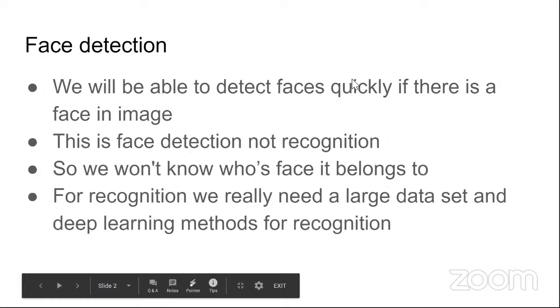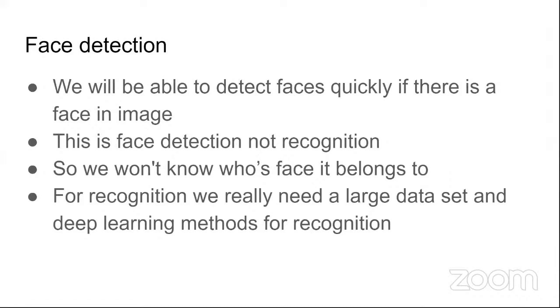So in this method, we will be able to detect faces quickly if there is a person's face in an image. This is face detection, not face recognition. So you have to keep this in mind that this doesn't tell you whose face it belongs to. It will just detect the face in the image. And for recognition, we really need a large data set and deep learning methods for recognition of the image.